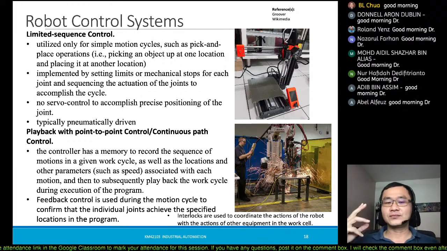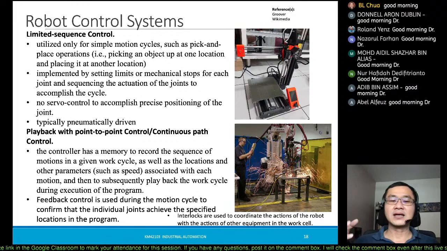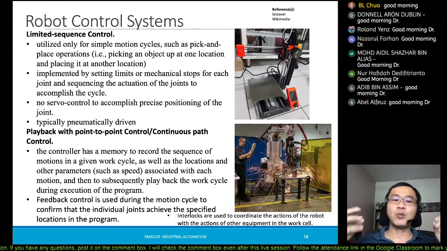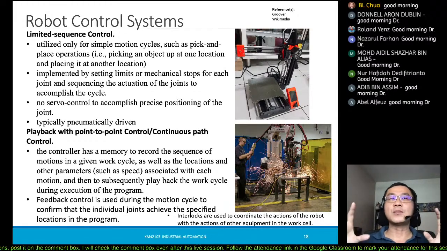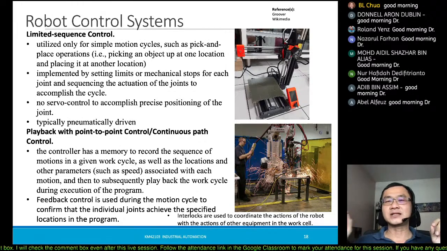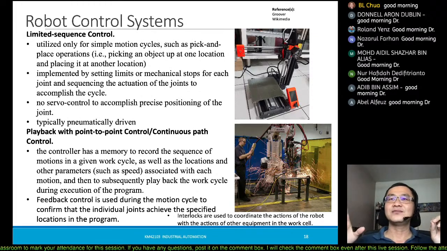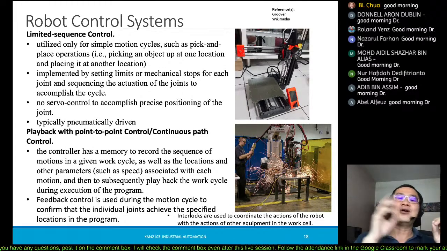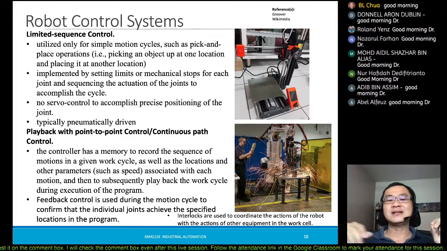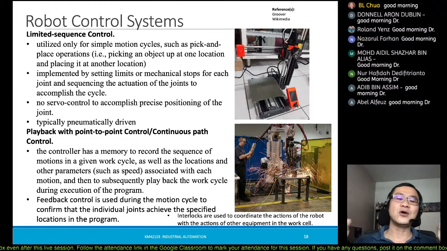It comes in two ways, either point to point control or continuous path control. If we intend to play back with point to point control, it means the robot will only save certain points. You just move the robot and tell it point A to point B, or coordinate A to coordinate B. The robot will do whatever it can, based on whatever it likes, to move from point A to point B. So in between the path, you are not controlling. That is the point to point control.